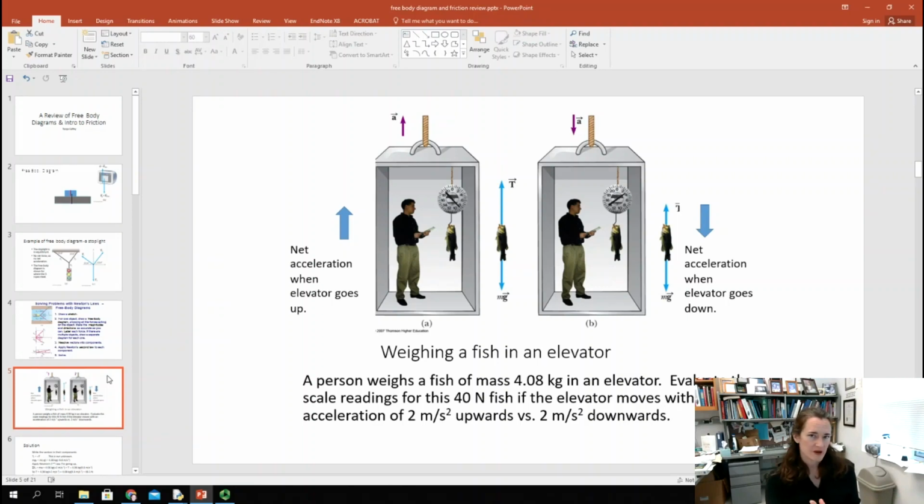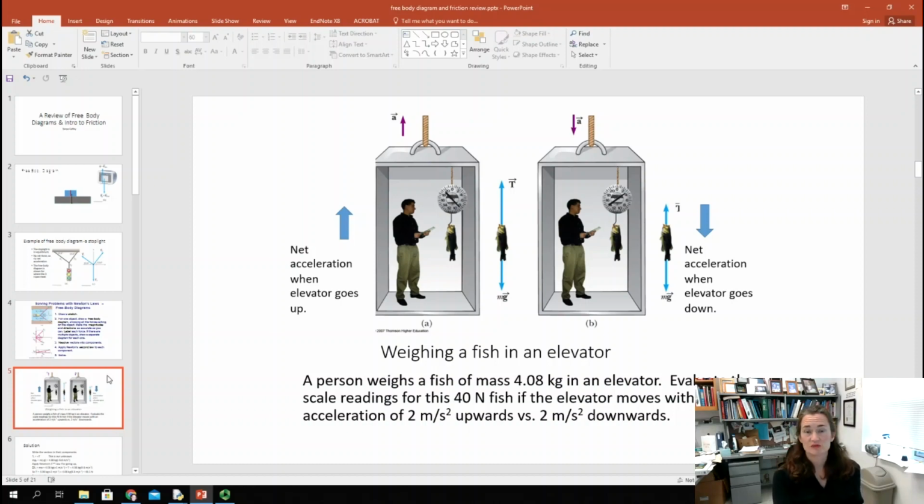Now we know the mass of the fish. This fish has a mass of 4.08 kilograms. Okay? And we want to evaluate what the scale says that this fish weighs if the elevator is moving with an acceleration of 2 meters per second squared upwards versus the elevator is moving with an acceleration of 2 meters per second squared downwards.